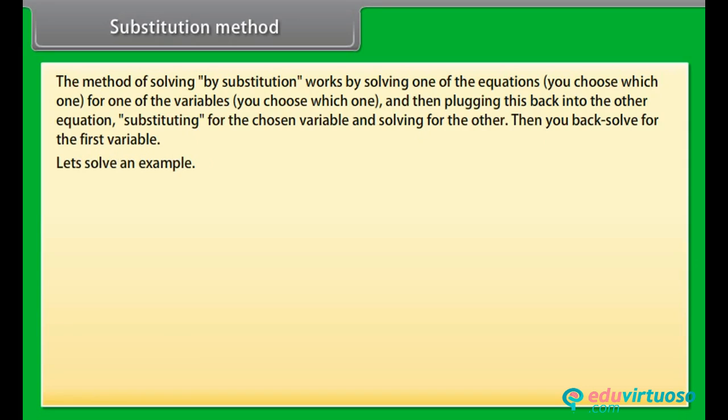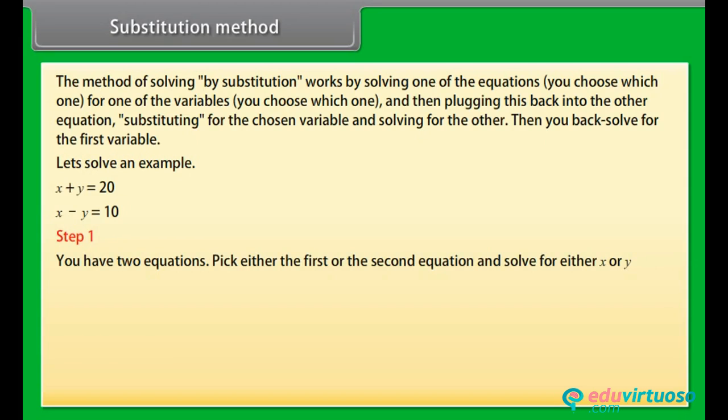Let's solve an example. X plus y is equal to 20. X minus y is equal to 10. Step 1. You have two equations. Pick either the first or the second equation and solve for either x or y. Let's pick x minus y is equal to 10 and we'll solve for x.